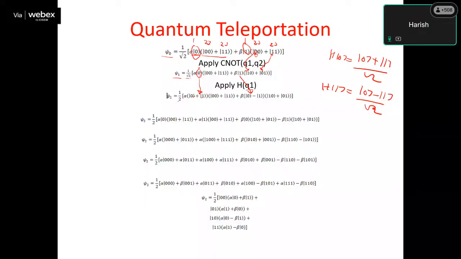In this case it was 0, so it became 0 plus 1. In this case it was 1, so it becomes 0 minus 1. And the 1/√2 we have taken out and multiplied with this already existing 1/√2, so it became 1/2. So now we have got the psi 2 state. Okay, psi 2 is what?